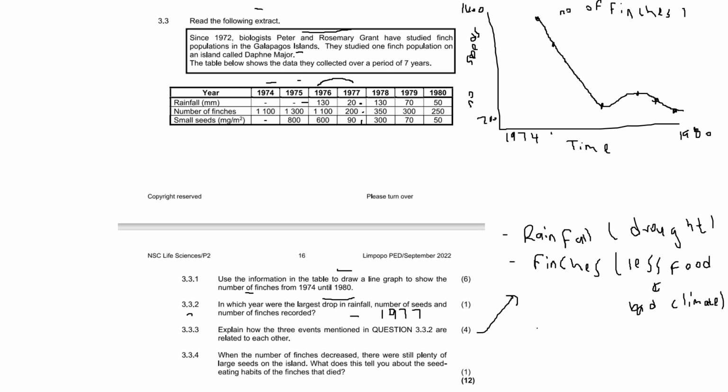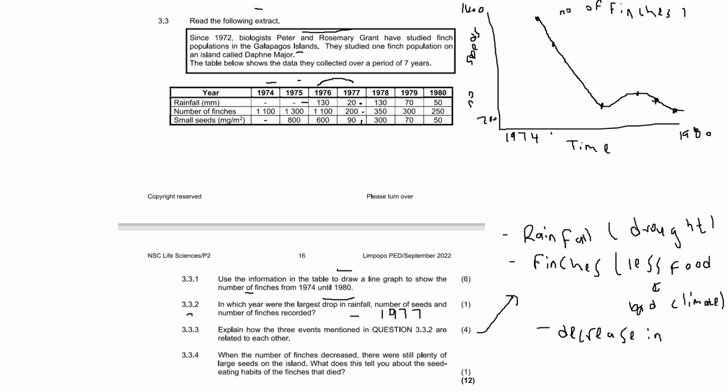And then lastly, drop in small seeds. The drop in small seeds could have been due to a decrease in plant growth.